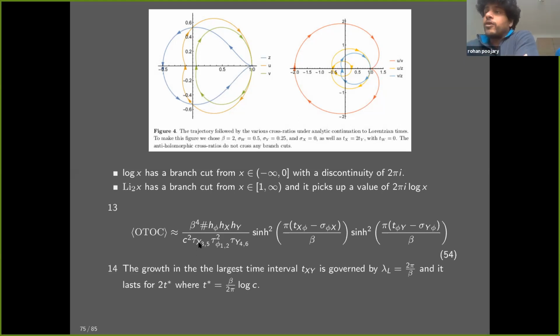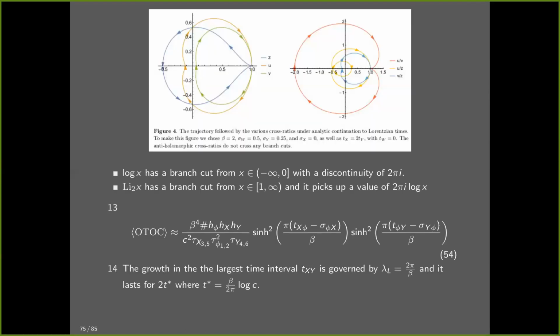And it turns out that for this kind of maximally out of time ordered correlation functions, the scrambling time goes as twice t star. Okay. Any questions still here?